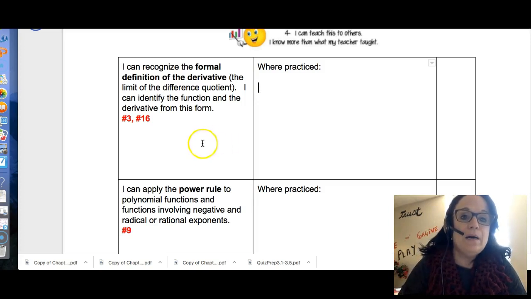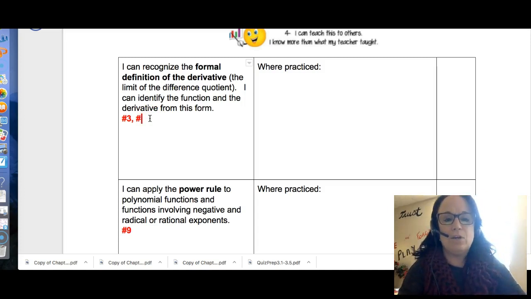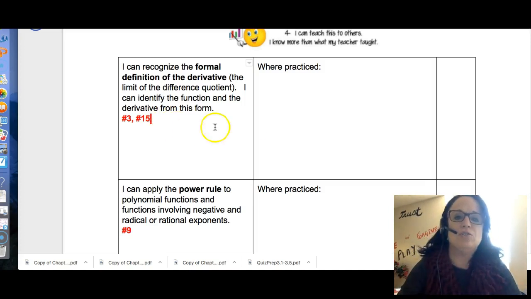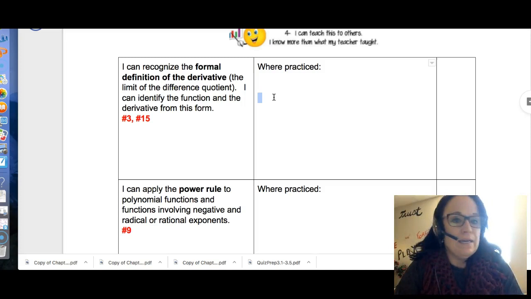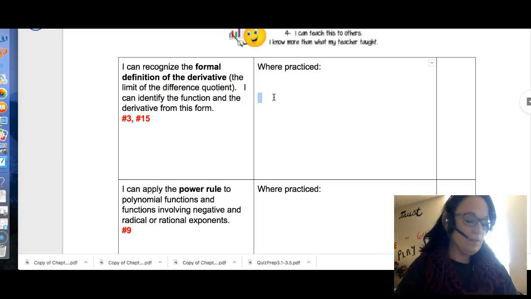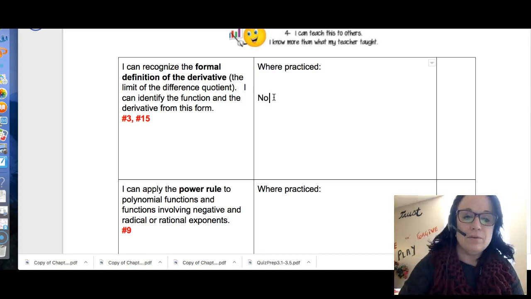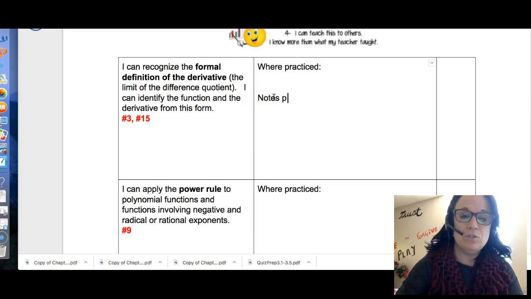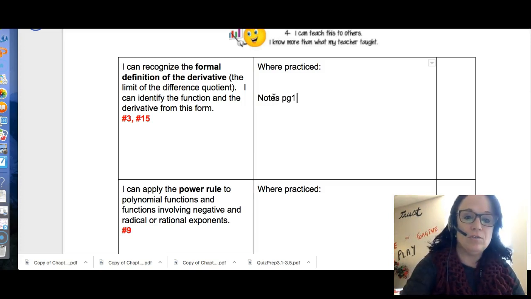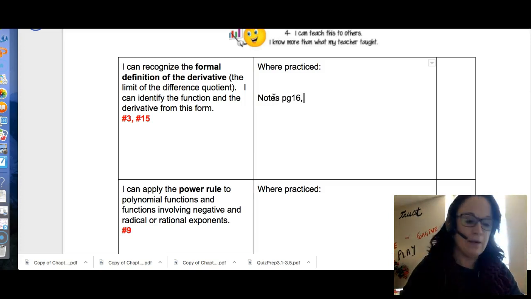So this will be on your test number 3 and number, it says 16, but I actually think it's number 15. I might have to change those numbers, but for now, there'll be 2 questions where you need to recognize the formal definition of the derivative. This can be found in your notes, and you should be typing this in on page 16, so if you're not sure what I'm talking about, look there.